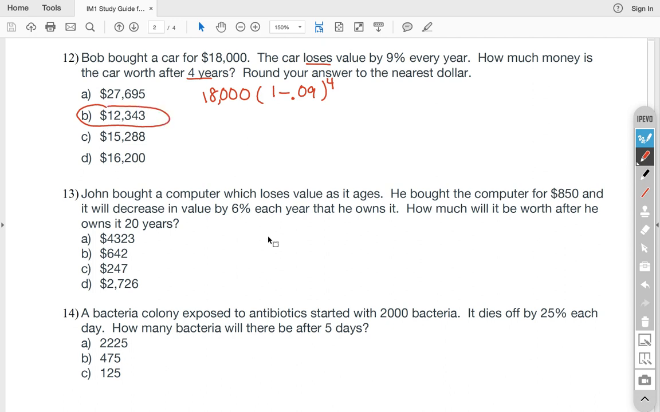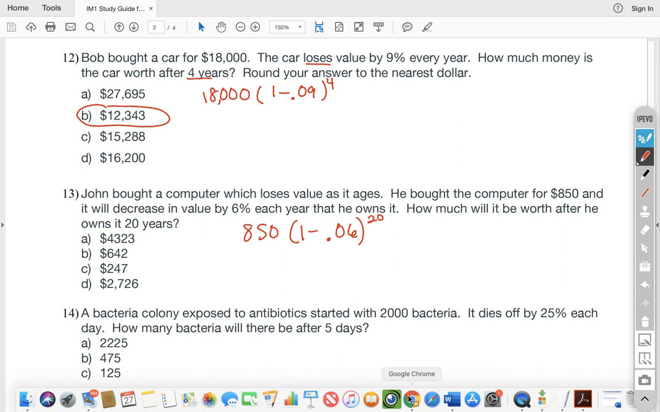John bought a computer which loses its value as it ages. He bought it for $850. Decreases by 6%, 1 minus 0.06. How much will it be worth after 20 years? 20 is your exponent. So let's put that in the calculator.